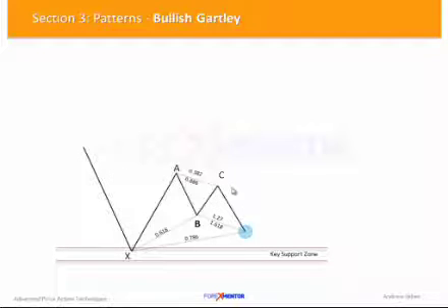And labeling that, you can see we have X, A, B, C, and we're looking to place a buy order at point D. So this highlighted area, that's where we have the fib confluence, and the stops, the way I trade the pattern, go below point X, and we're looking for a rally to the upside.